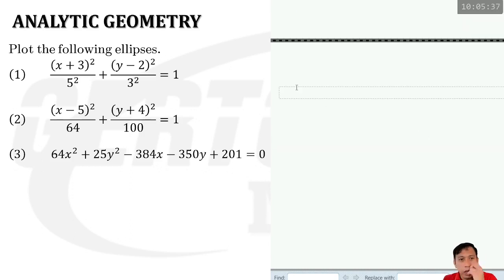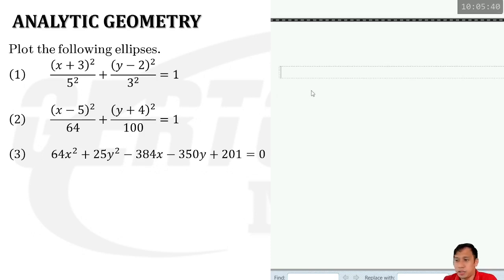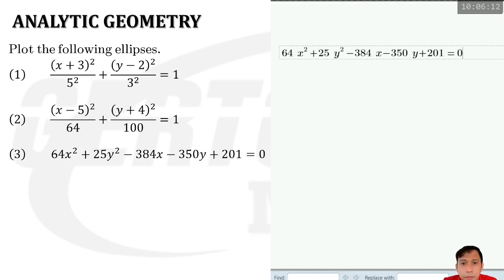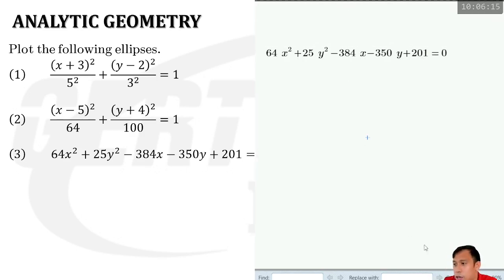In order for us to plot this curve, sulat ko muna ha. We have to first find the location of the center, and also the values of a and b, right? 64x squared plus 25y squared minus 384x minus 350y, then plus 201 equal 0. Okay?